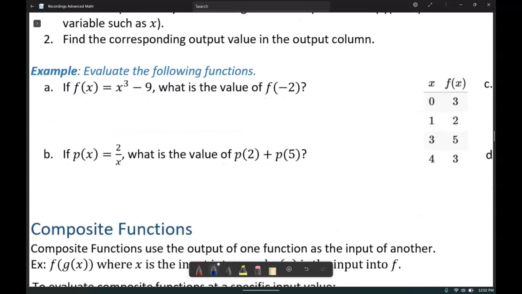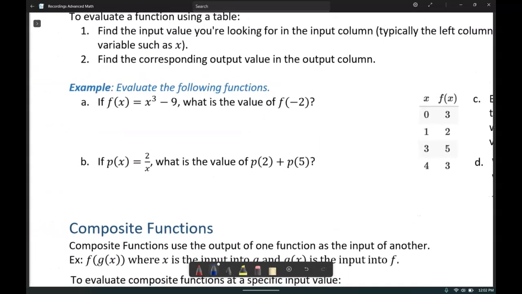So we want to evaluate f of x. F of x equals x to the third minus 9. What is the value of f of negative 2? So we take negative 2 and we substitute it anywhere that we see x in our function. F of negative 2 equals negative 2 to the third power minus 9. Following our order of operations, negative 2 to the third is negative 8, and then negative 8 minus 9 equals negative 17. Therefore, f of negative 2 equals negative 17.